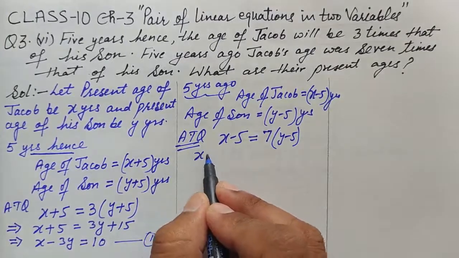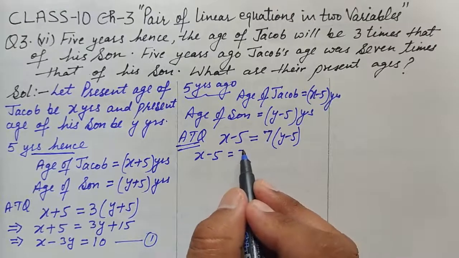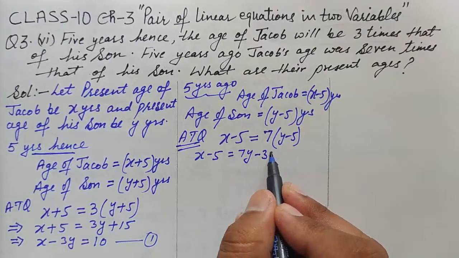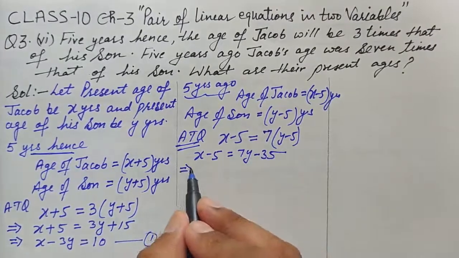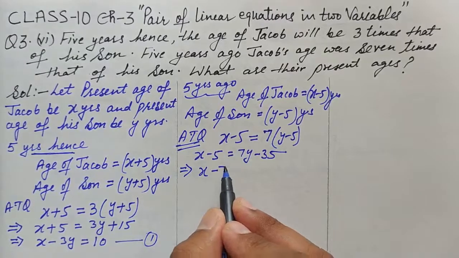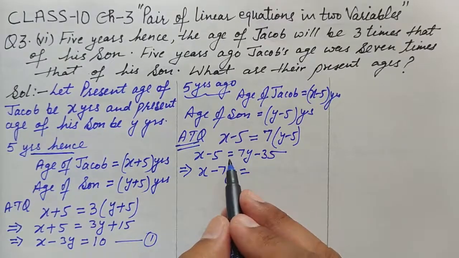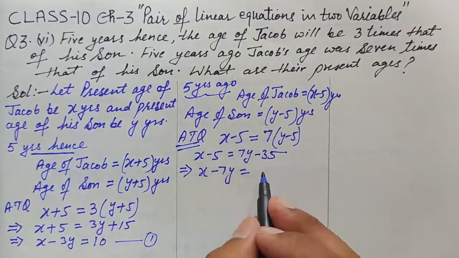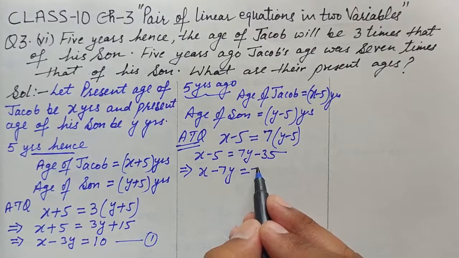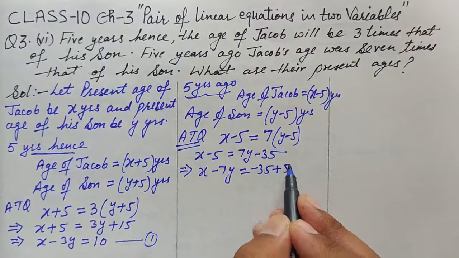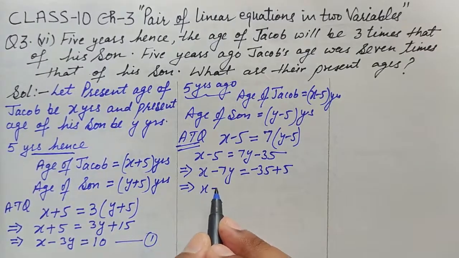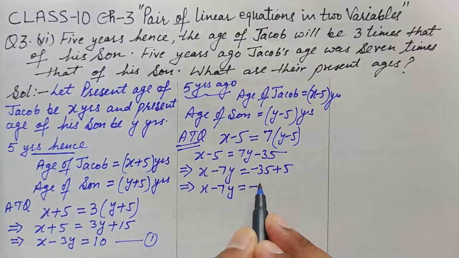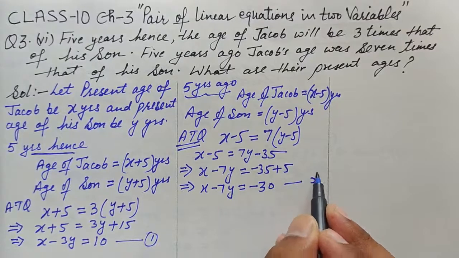It becomes x minus 5 is equal to 7y minus 7 5s are 35. So that implies x minus 7y is equal to, take this minus 5 to the right hand side, it becomes plus 5. So minus 35 plus 5. So it will be x minus 7y is equal to minus 30. This is our second equation.